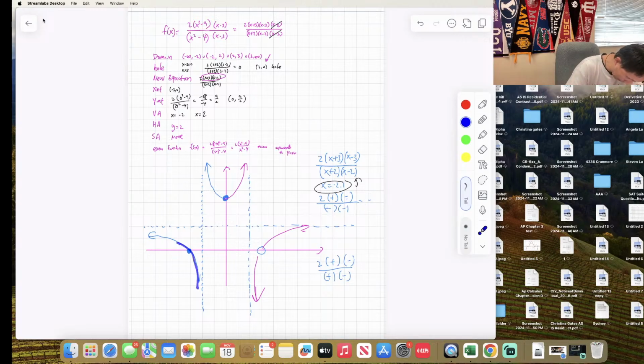So going left should go into negative. If it's a positive, it's going to look like this, but then you would probably have some type of point on this side. The same thing as I do negative 1.9. Negative 1.9 is going to be positive or negative?